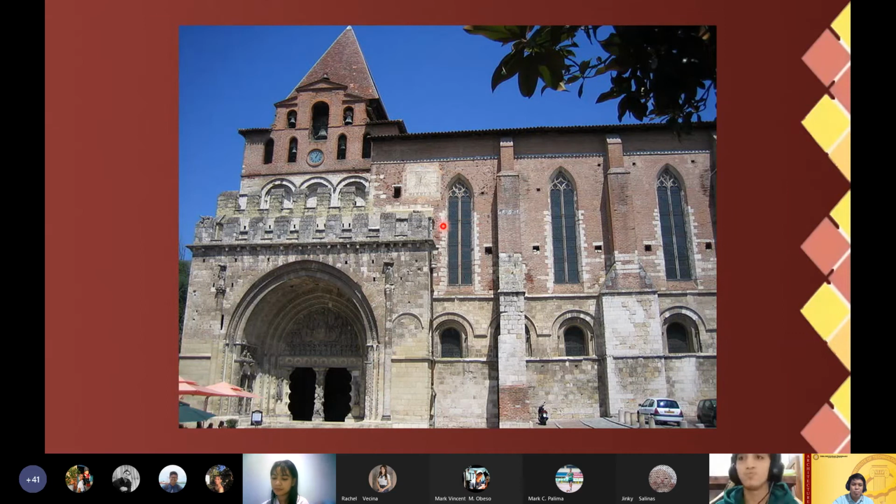This one right here is called pointed arches. So actually Romanesque architecture is a combination of round arches, and at the same time they can also use pointed arches. Okay? So you can see that its exterior is still simple.